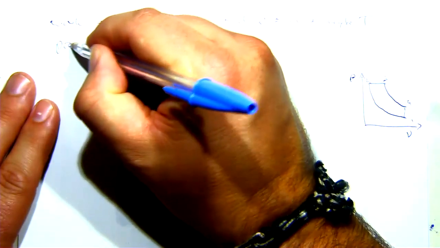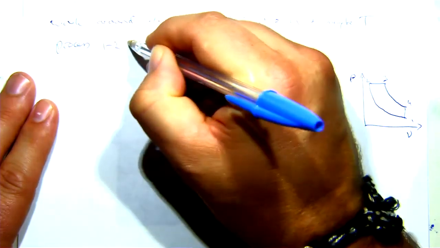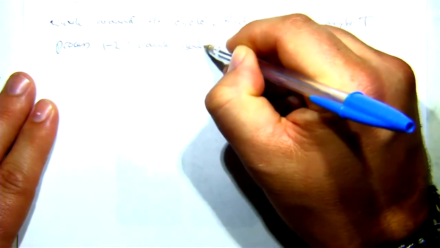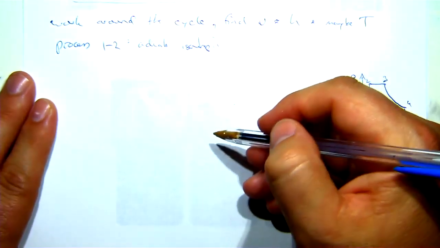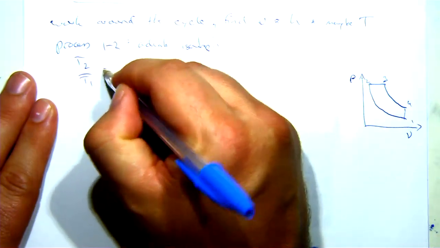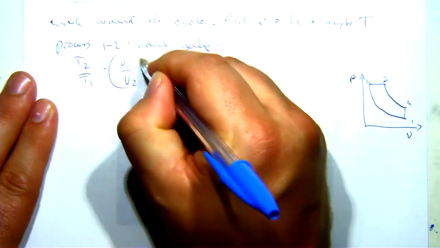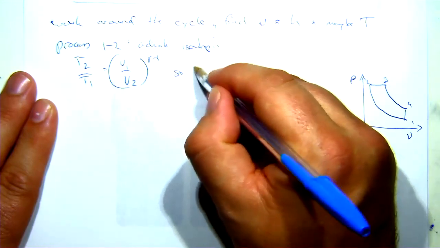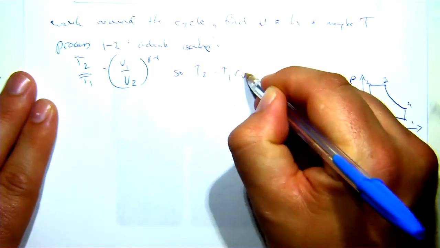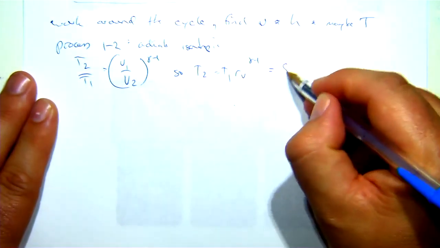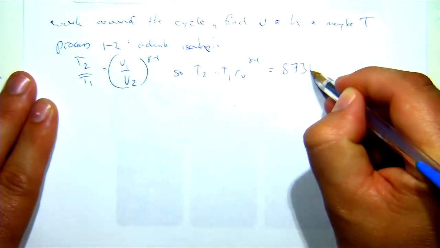So process 1 to 2. Adiabatic isentropic. We've got T2 on T1 equals V1 on V2 to the gamma minus 1. So T2 equals T1 RV^(gamma minus 1). And we can put all those in, and we're going to get 873 Kelvin.